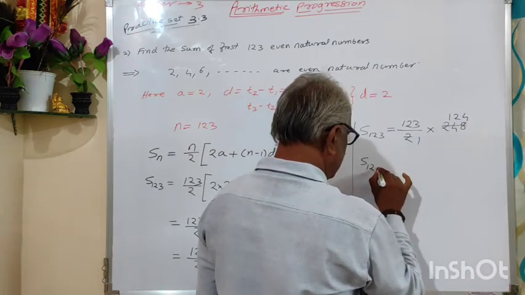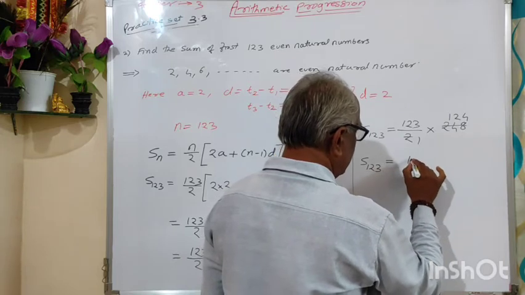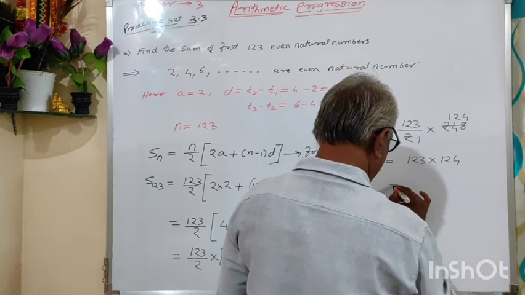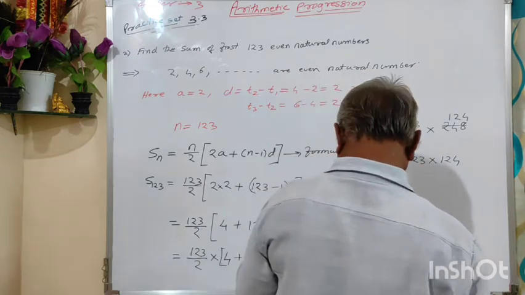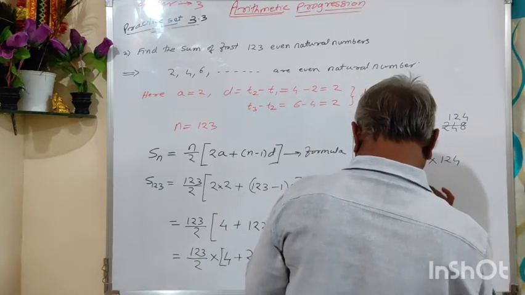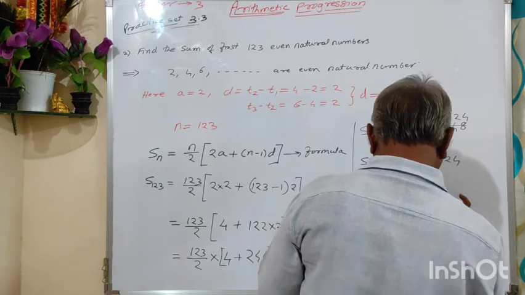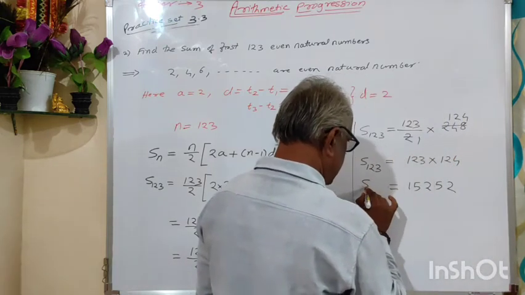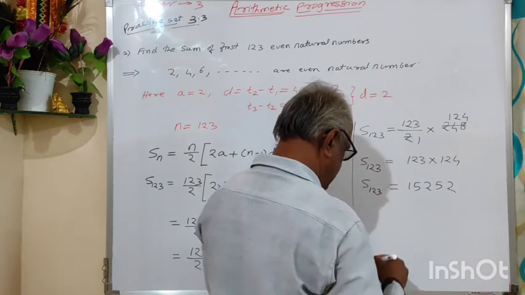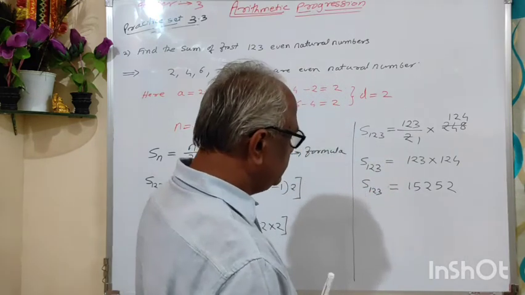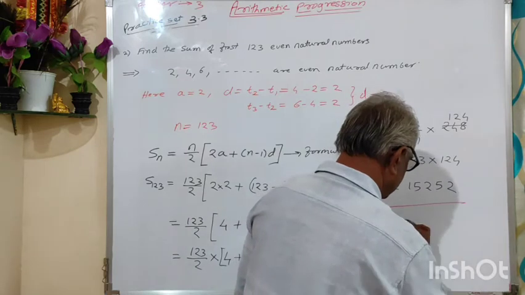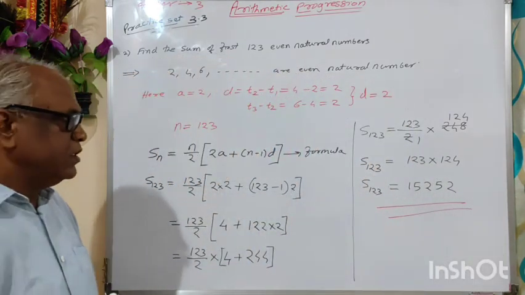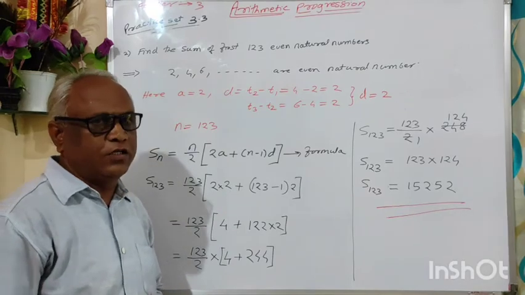So S123 is equal to 123 into 124. These both you are going to multiply. After multiplying, we will get 15252. That is S123. This is the sum of the 123 even natural numbers. So you can take the screenshot.